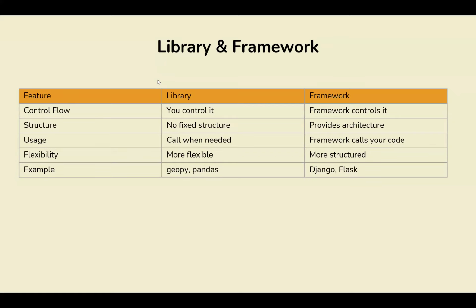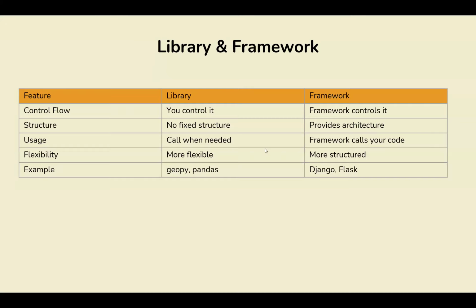So here is the difference between library and framework that I have given in tabular format. Control flow: with a library we can control it, the library is not going to control us, because we can use it anywhere. But whenever we are using any framework, the framework will control our code. In terms of structure, a library has no fixed structure, while a framework will provide you the structure.